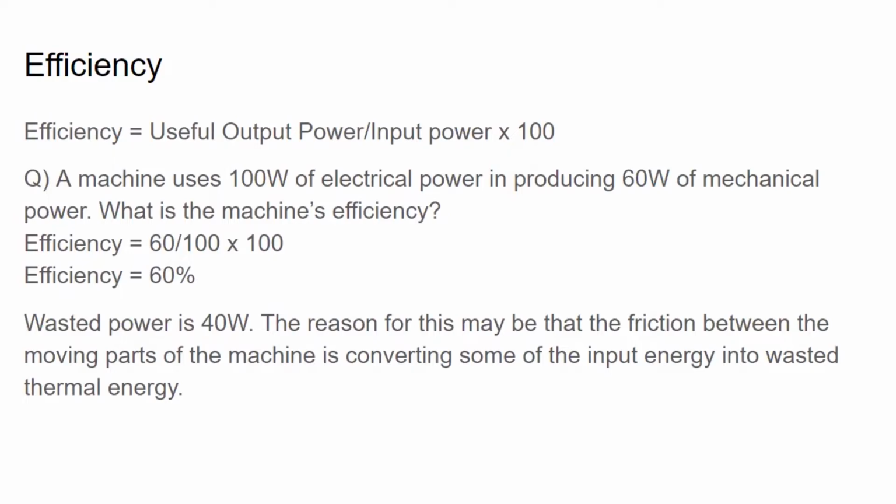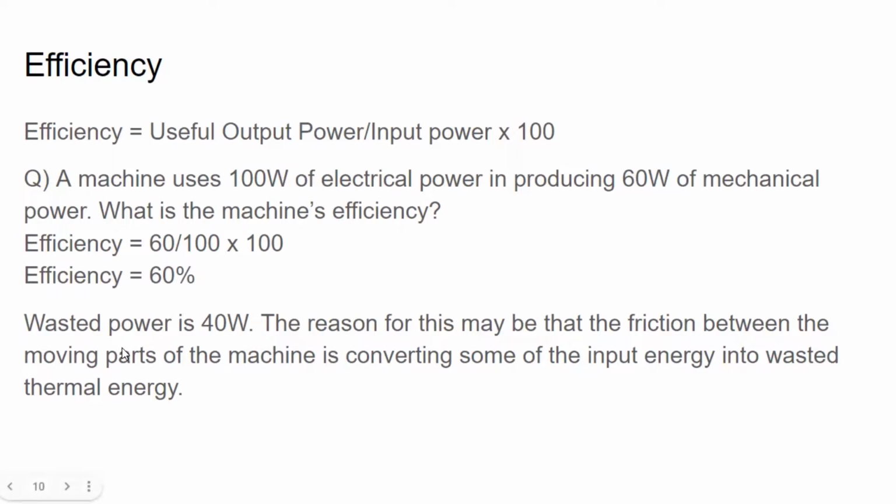Efficiency is useful output power over input power, multiplied by 100. So we have a question: a machine uses 100 watts of electrical power in producing 60 watts of mechanical power. What's its efficiency? So 100 watts is the input power and 60 watts is the useful output power. We input that in the formula, 60 over 100 times 100, which gives us an efficiency of 60%.